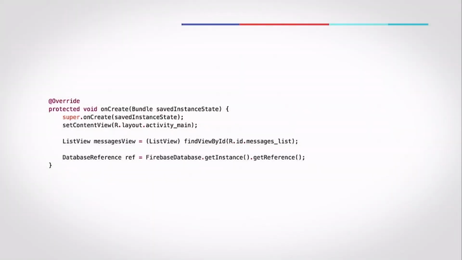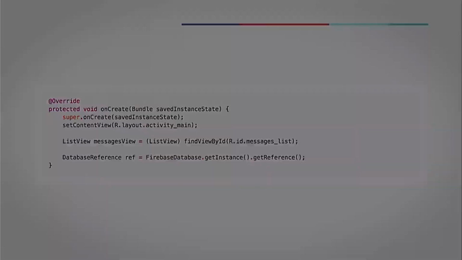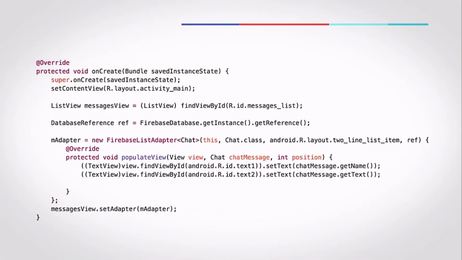Or these days you would use something like data binding, Android binding. Then you get a reference to your database. So here, we're getting there. Imagine your activity main has all your layout already built. So we get your list view, we get a reference to your database. The third thing we do is we go mAdapter equals new FirebaseListAdapter, and you pass in the Chat, right? And now this is the coolest thing.